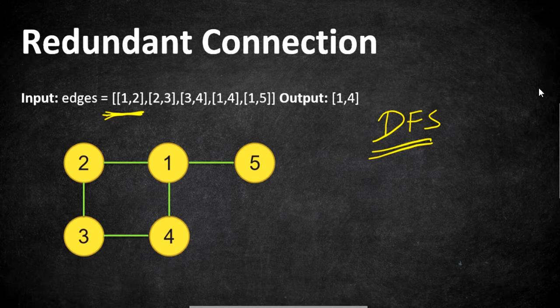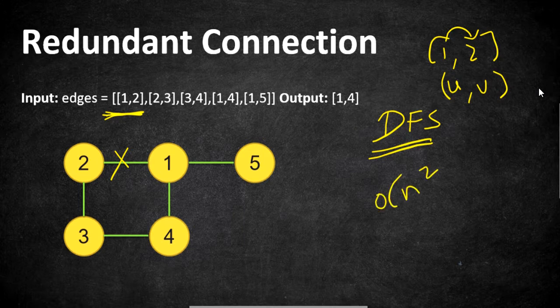For example, consider the first edge 1, 2, which is going to be considered as u, v. Without considering this edge, we check whether we can reach 1 from 2 or 2 from 1. If we can reach without this edge, then that is the edge we need to return as our output. If we perform a DFS approach to solve this problem, it is going to take O of n square time complexity. So how do we do it in an optimal way?